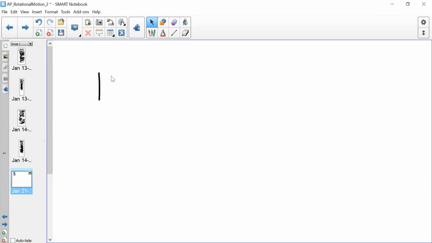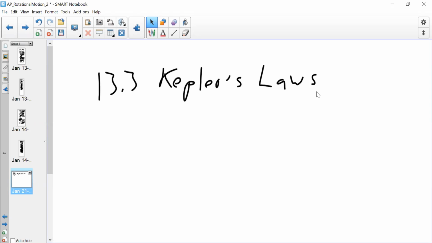Okay, 13.3. Kepler's laws. There are three laws of Kepler, like three laws of Newton. There's Kepler's laws of planetary motion.